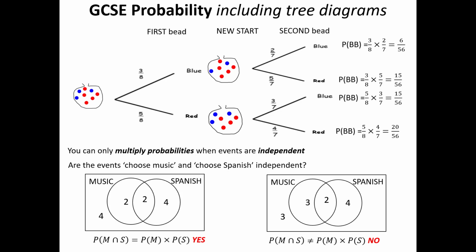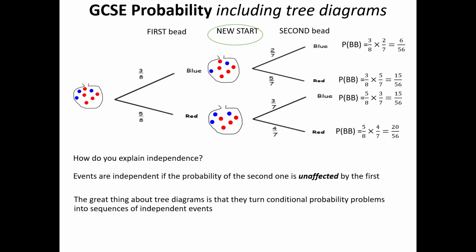The way you're going to have to explain it is something like this. Events are independent if the probability of the second one is unaffected by the first. But tree diagrams are all about conditional probability, so the second one is affected by the first one. This is the magic of tree diagrams. The whole point of drawing tree diagrams for conditional probabilities is that they reconfigure the whole problem as a set of independent events. Look at this bag here.